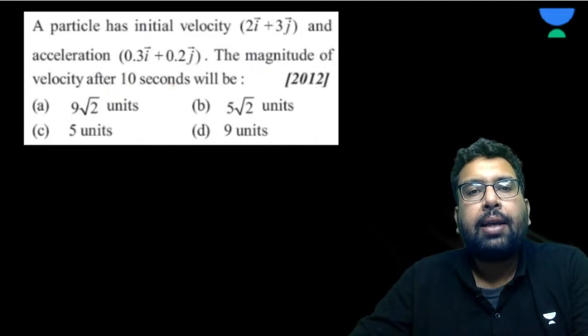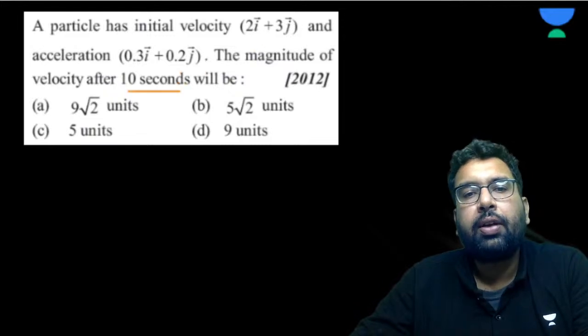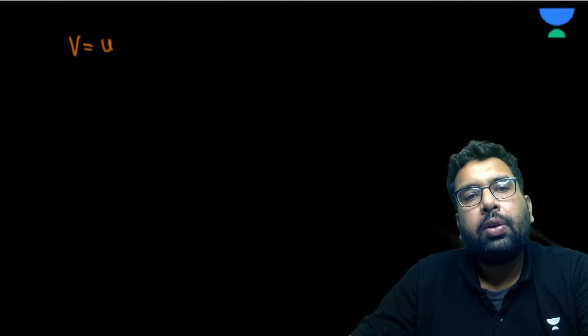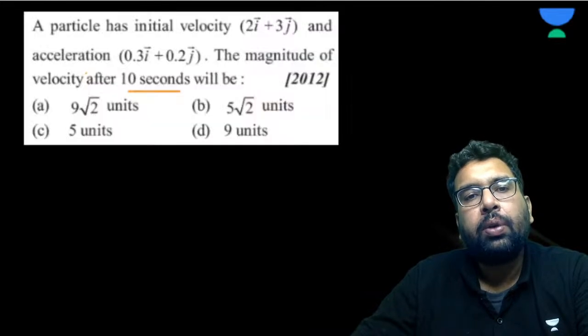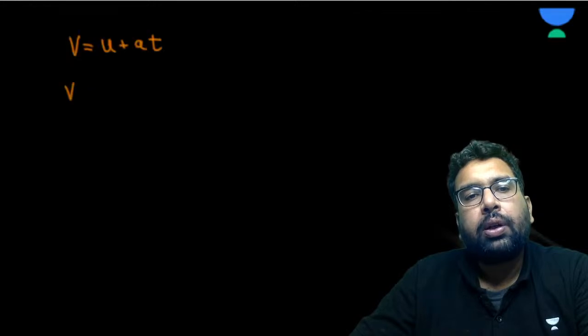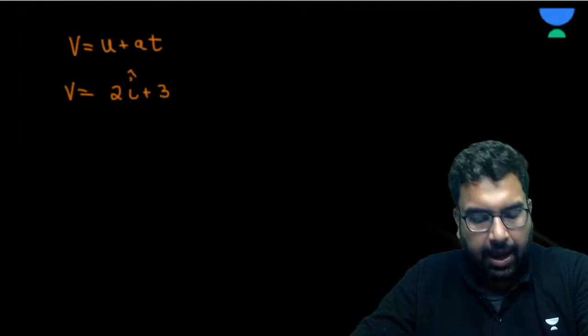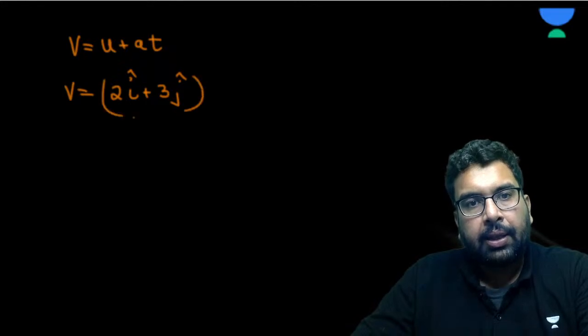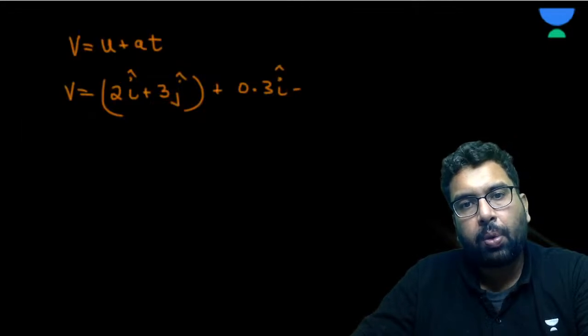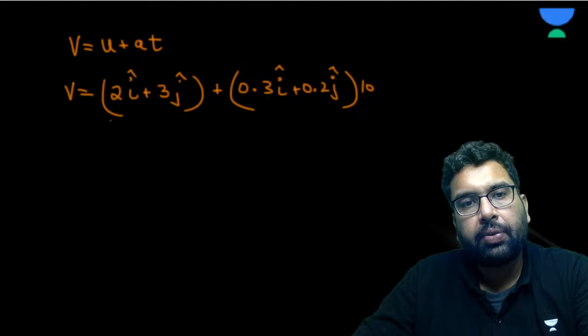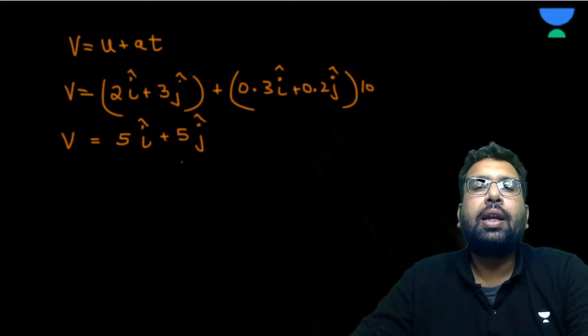So it says a particle has initial velocity and acceleration, and we need the magnitude of velocity after 10 seconds. So what do we know? We know v is equal to u plus at, isn't it? Do we know it or not? Yes, sir, we know. Now we are asked about the magnitude of velocity after 10 seconds. So what is the initial velocity? It is 2 i cap plus 3 j cap. Plus acceleration is 0.3 i cap plus 0.2 j cap, and the time is t, that is 10 seconds. Okay, so this will become 5 i cap plus 5 j cap. So velocity after 10 seconds is a vector of 5 i cap plus 5 j cap.